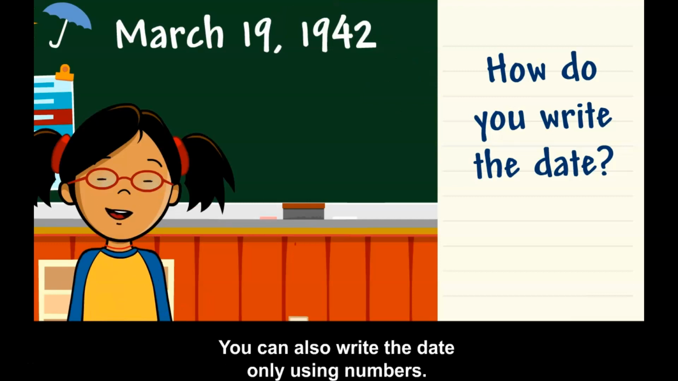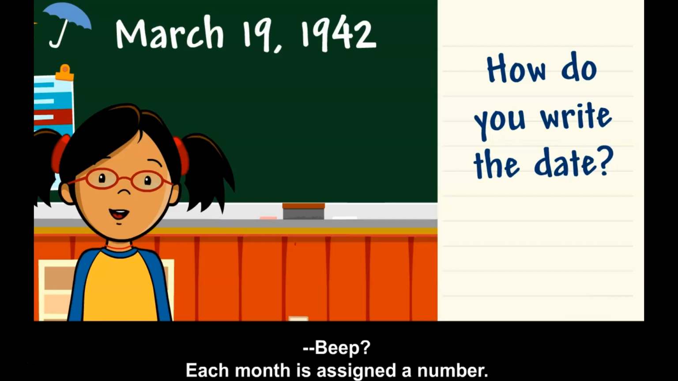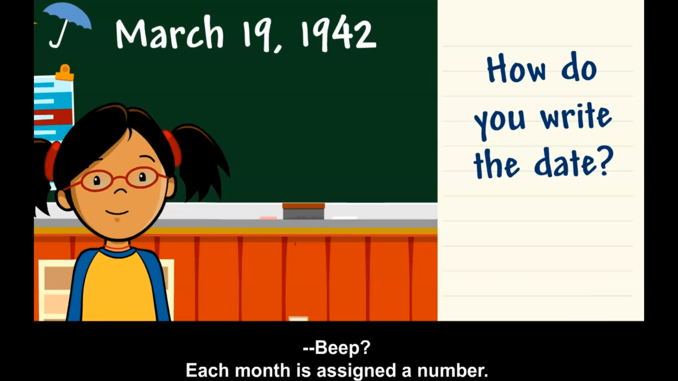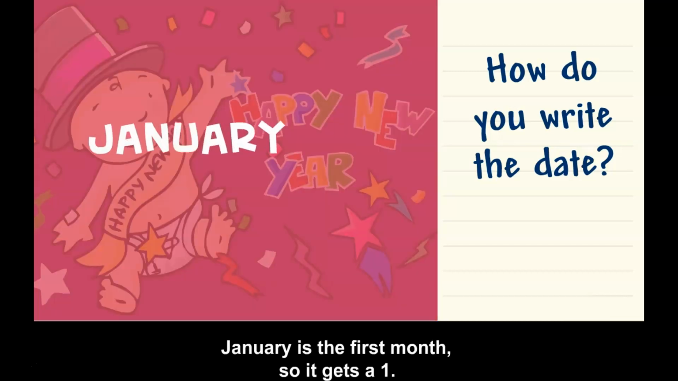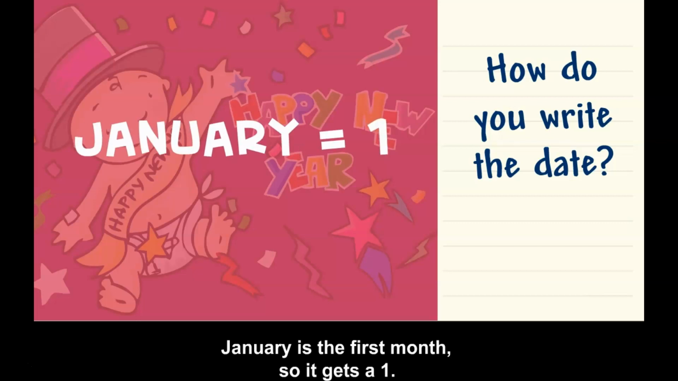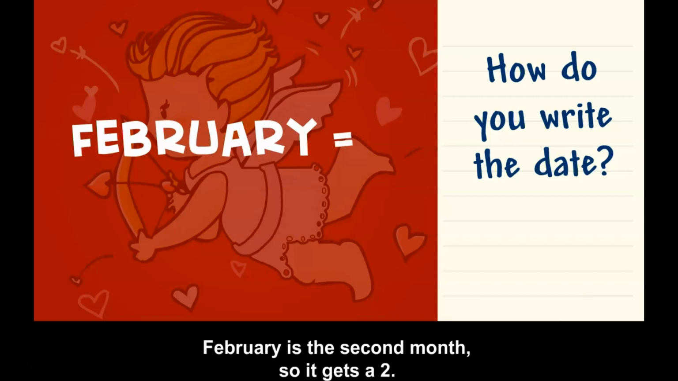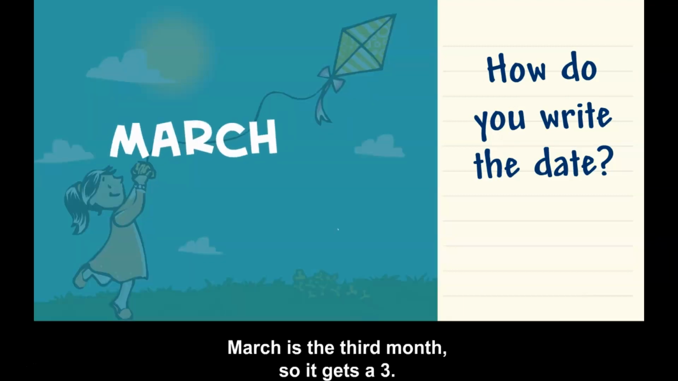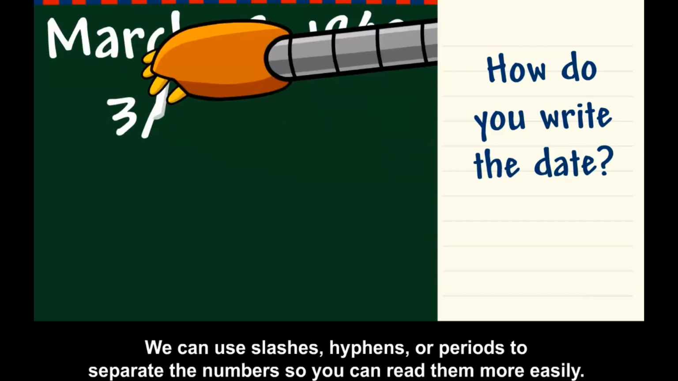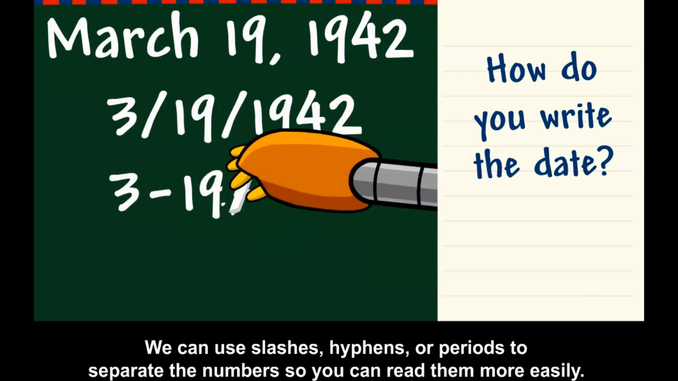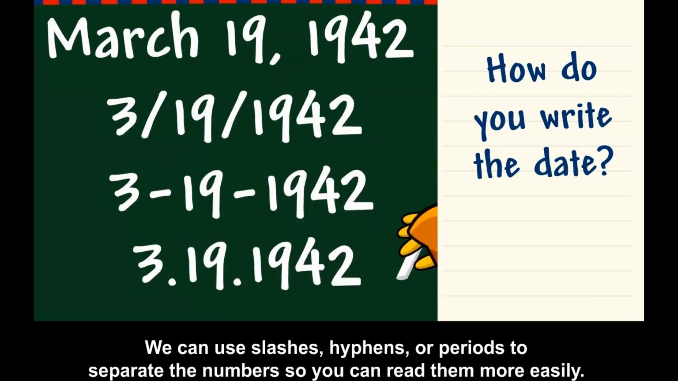You can also write the date only using numbers. Each month is assigned a number. January is the first month, so it gets a 1. February is the second month, so it gets a 2. March is the third month, so it gets a 3. We can use slashes, hyphens, or periods to separate the numbers so you can read them more easily.